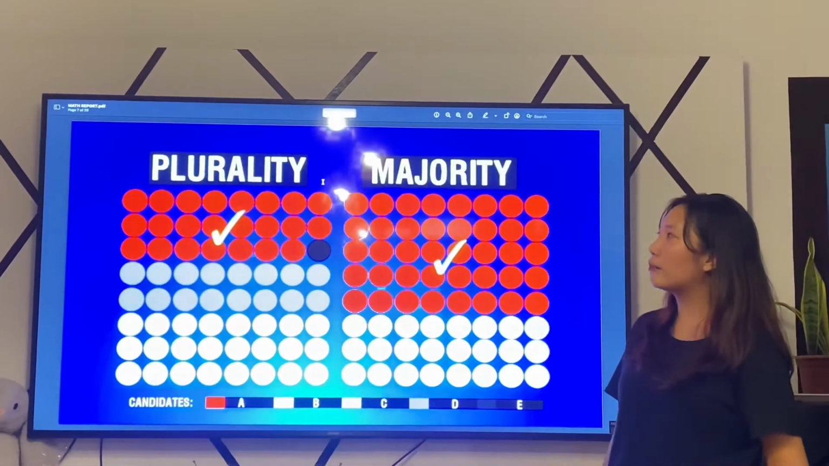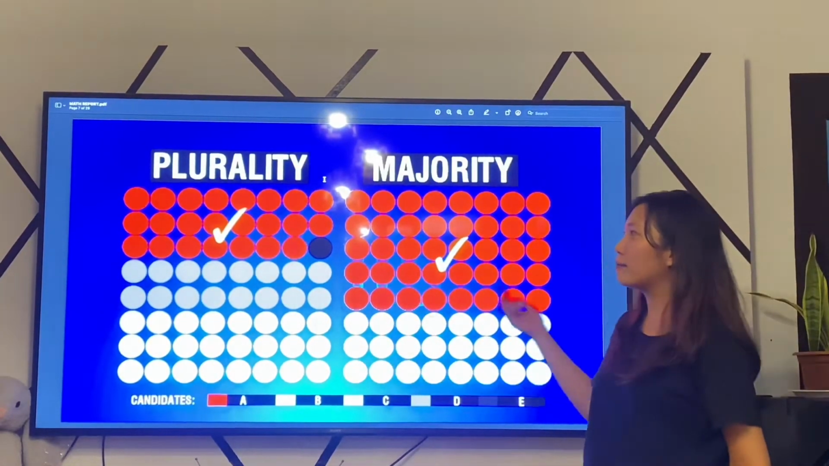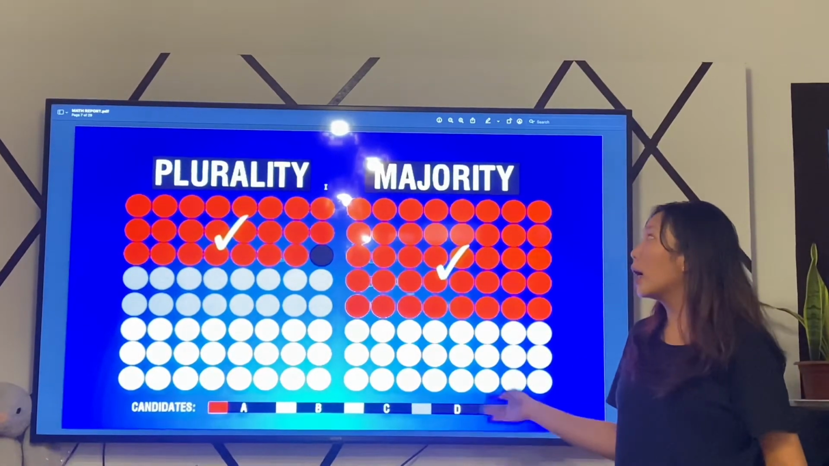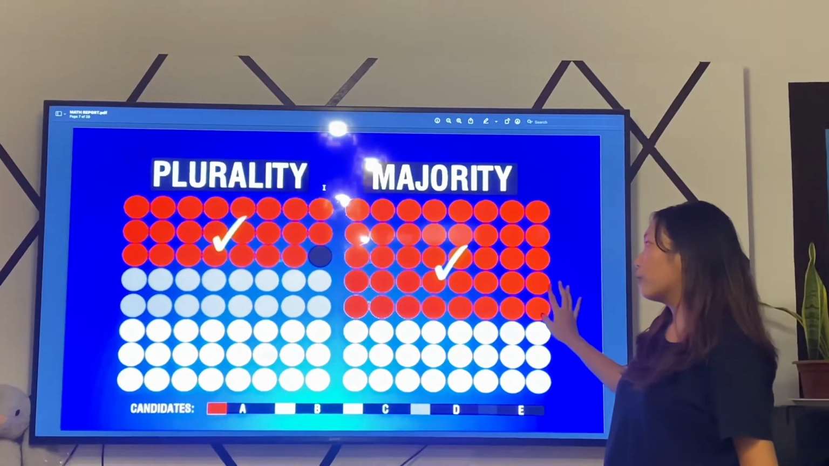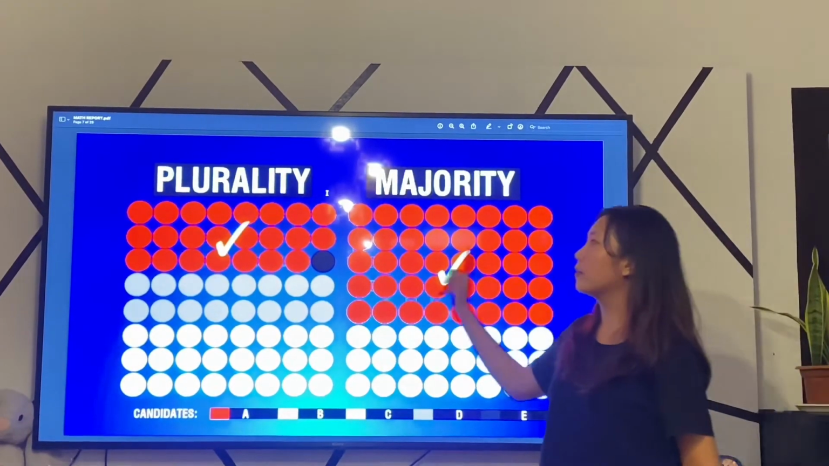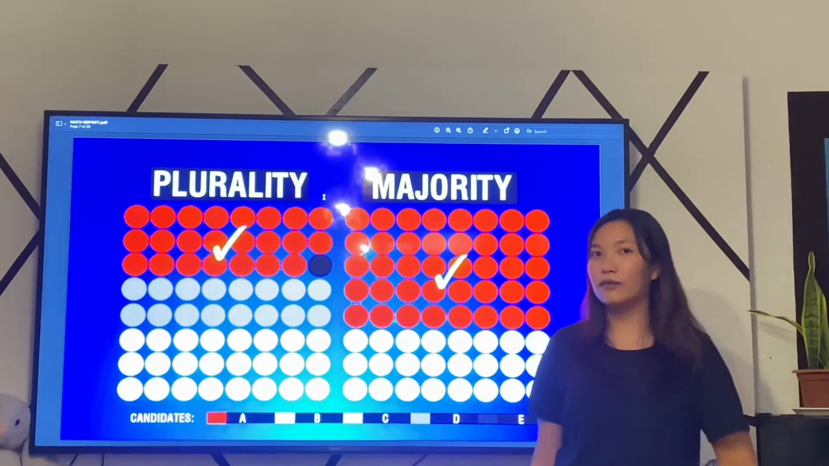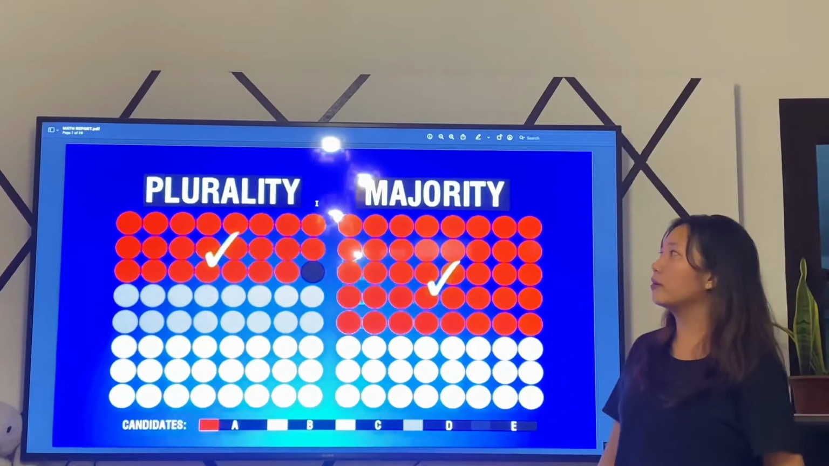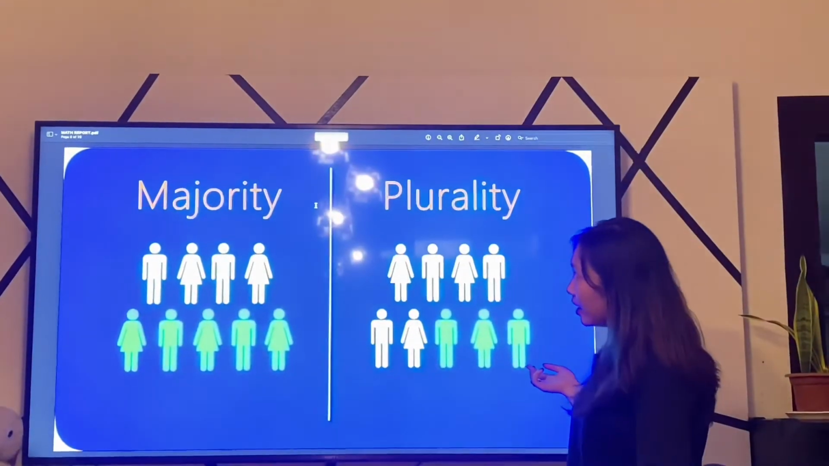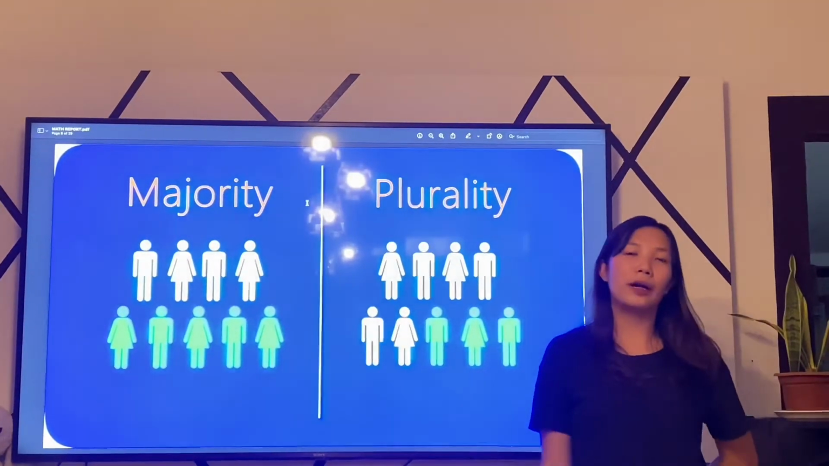So this is an example of plurality and majority. As you can see, there is a big difference between the two. Majority is over 50%, or it can be more than 50%, while the plurality can also be less than 50%. Another example is this one. So now let's proceed to our problem.